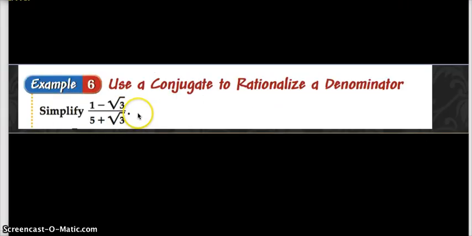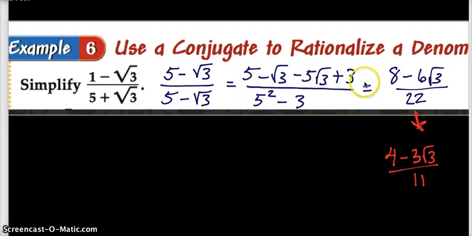Using that concept here, we're going to multiply the top and bottom by 5 minus root 3 over 5 minus root 3. And we're going to FOIL it. So after FOILing the numerator, I end up with this. And FOILing the denominator, the center term goes away. I end up with 5 squared minus 3, which is 22. And then I end up with, in the numerator, 8 minus 6 root 3. Recognizing I can factor 2 out of each of them, I did. And here's our final answer.